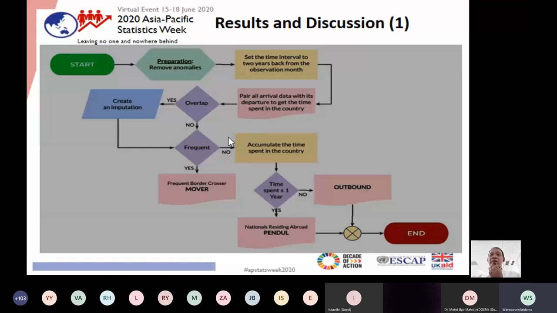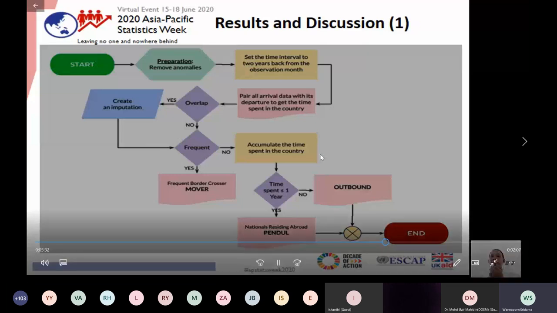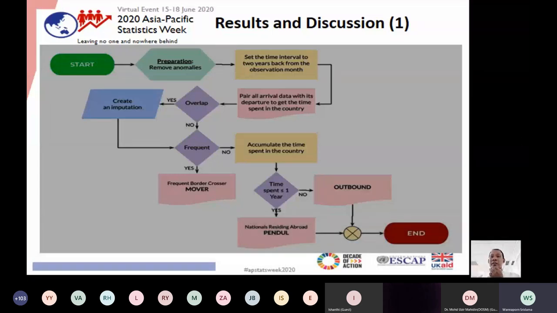After we do the imputation, we calculate the frequency and the length of stay. We use 104 trips. If over 104 trips, we assume that they are a frequent border crosser or mover visitor, and if less, we calculate again to distinguish between the national residing abroad and the outbound tourist. If time spent is less than 1 year in Indonesia, we assume that they are nationals residing abroad. If they stay more than 1 year, then they are the outbound.